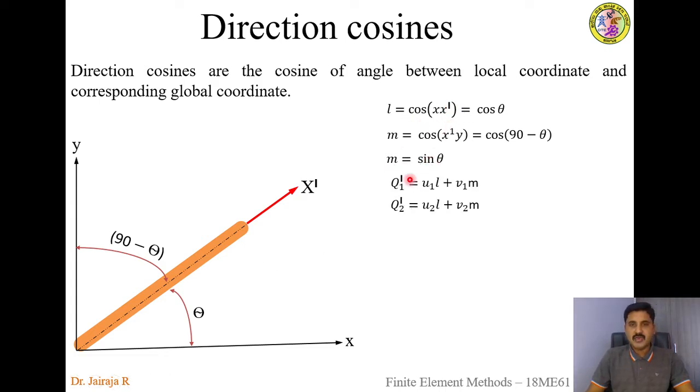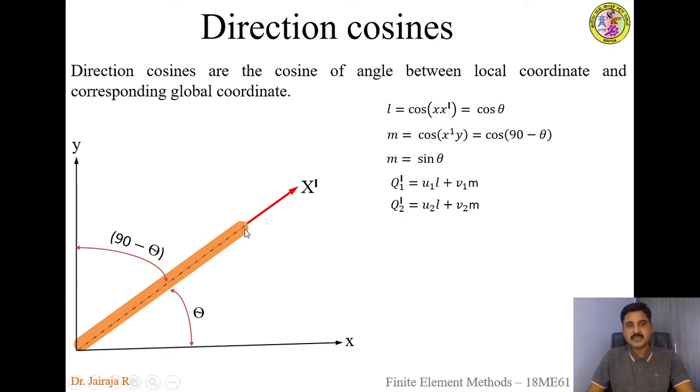And q1 dash is equal to u1 l plus v1 m. q2 dash is equal to u2 l plus v2 m. u1, v1, u2, v2 are the nodal displacements for the element. Say for this element, node 1 can move along x direction. Node 1, if I move along x direction, it is called u1. Displacement at node 1 along y direction is v1.